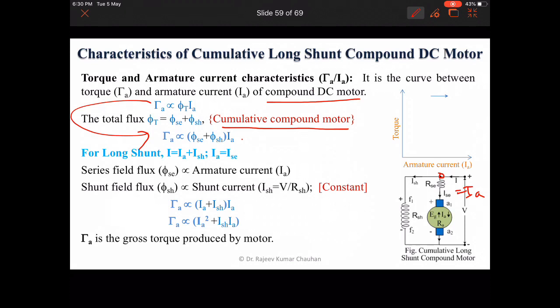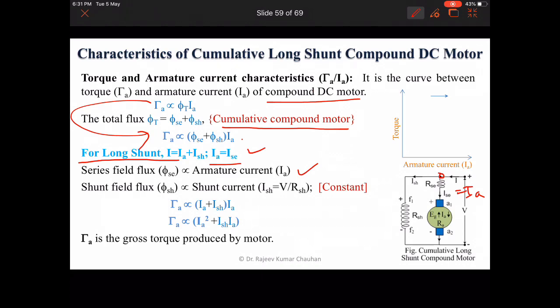So, we get the current relationship for the long shunt compound DC motor, and we can write it: I is equal to Ia plus Ish, where Ia is equal to Ise. The series field flux phi Se is proportional to the armature current, because Ia is equal to Ise. Shunt field flux phi Sh is proportional to shunt current Ish, which is equal to V upon Rsh.